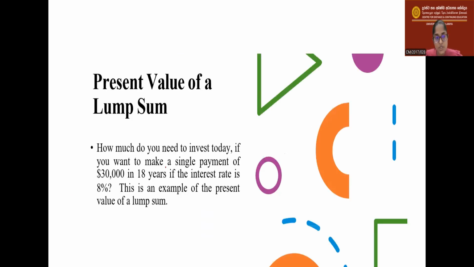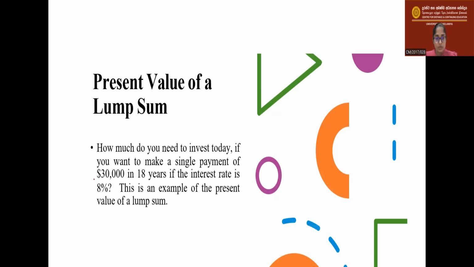Then look again, there is a question. How much do you need to invest today? In which amount do you have to invest today, if you want to make a single payment of 30,000 in 18 years, if the interest rate is 8%? Here is an example for the present value calculation, the present value of a lump sum, because you are calculating the present value for 18 years.